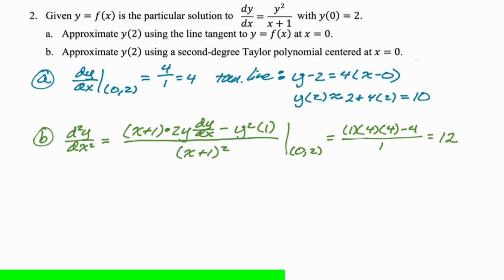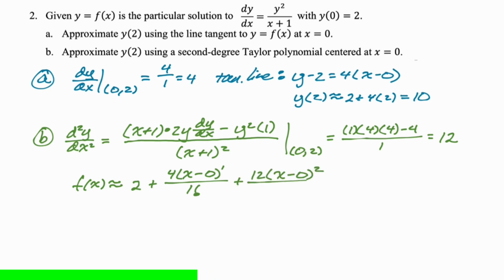All right, let's write the second degree Taylor polynomial at 0. So to do that, I'm going to say f of x is approximately the value at 0, which is 2, plus the first derivative, x minus 0 to the first over 1 factorial, plus the second derivative, x minus 0 to the second over 2 factorial. That's our polynomial. You have to memorize that. That pattern is, you're going to use it so often.